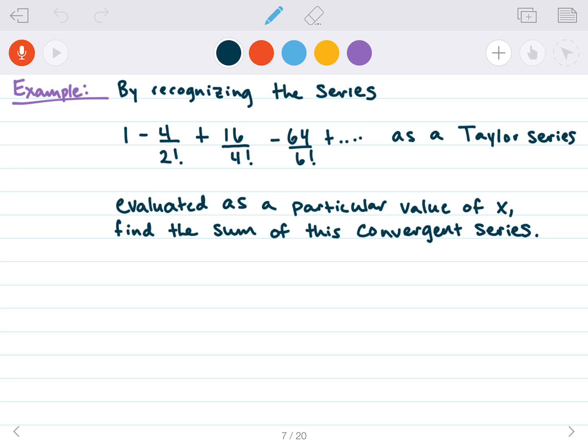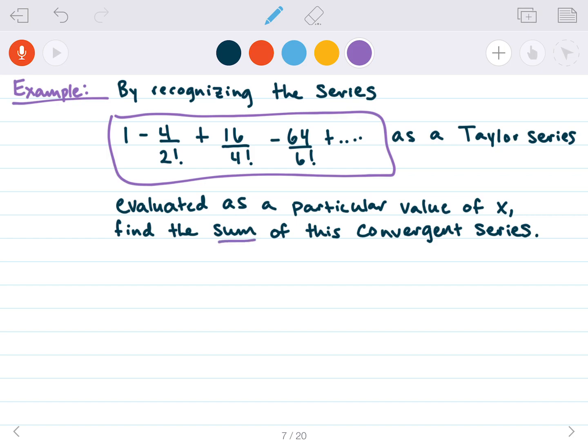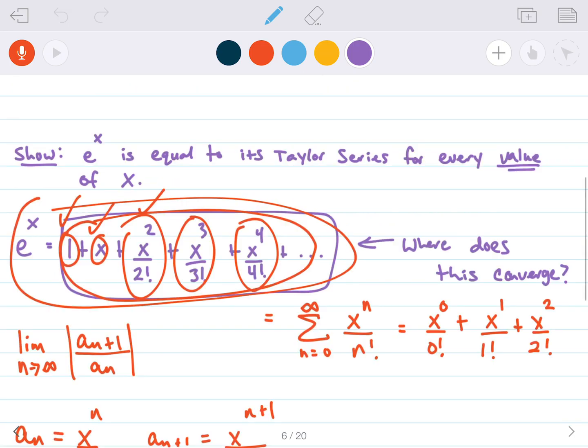Okay, let's take a look at this example here. So we want to recognize this series as a Taylor series that we know. And we want to recognize it, evaluate it at a particular value of x, and then it says find the sum of this convergent series. All right, so we're going to assume that the series converges for a specific value of x because they tell us that it does. So our job right now is to recognize which one of these series.